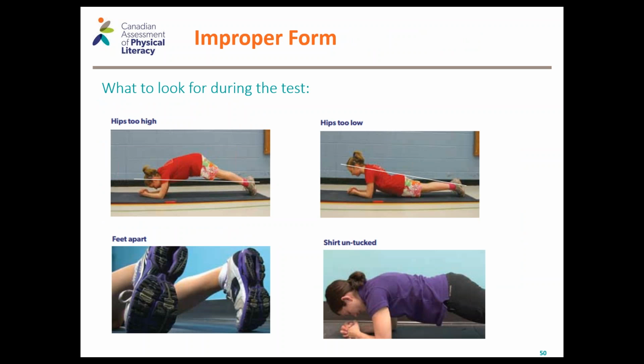This is what to look for during the test, so improper form, making sure the hips aren't too high. As you can see in the first top left, the hips are very high. Also on the top right, the hips are too low, so you want to make sure you have a nice straight line. You want to make sure the feet are together, not apart, and you want to make sure the shirt is tucked in and not untucked, so that's going to be easier for you as the appraiser to make sure that they are staying in a straight line.